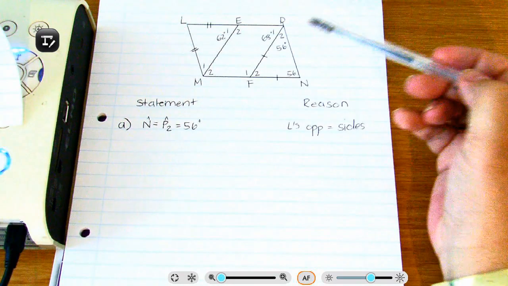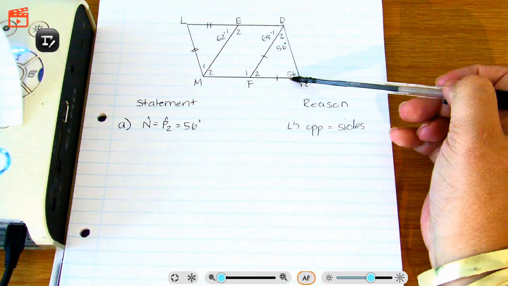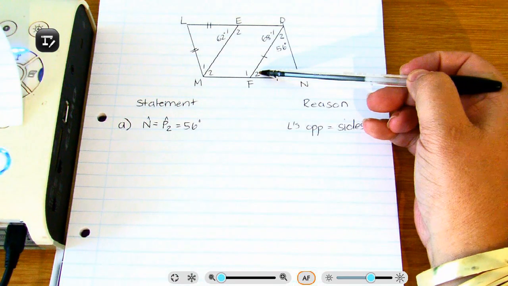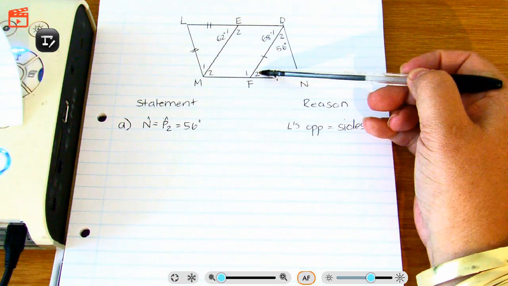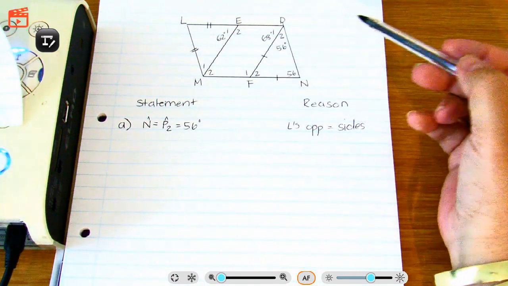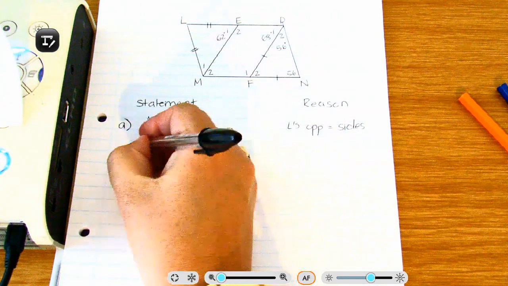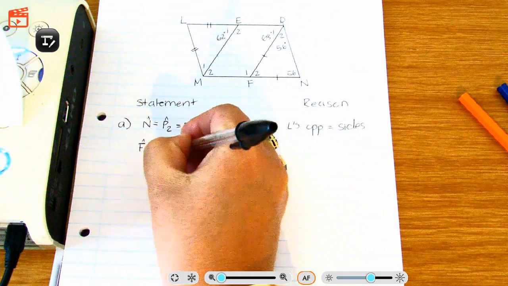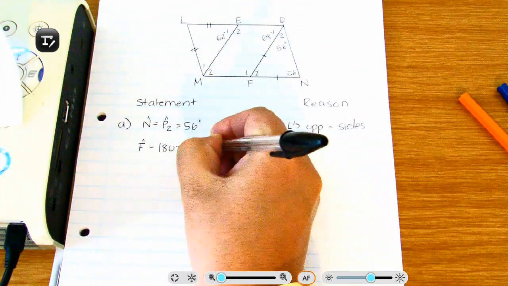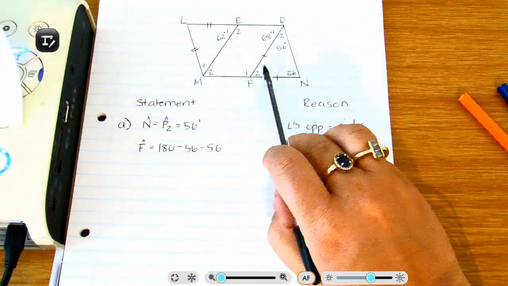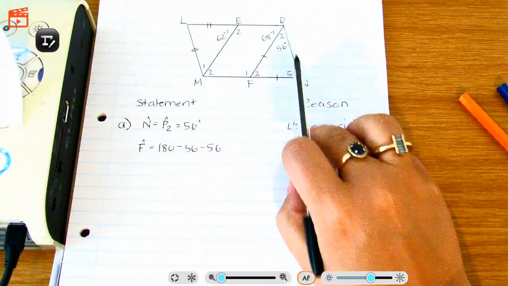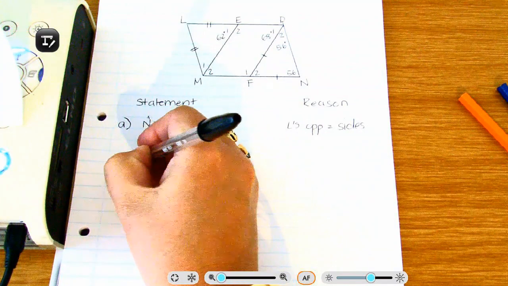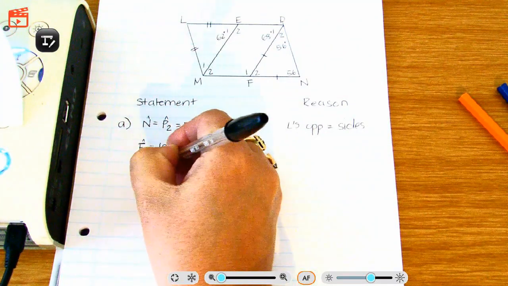Then what you can see is in this triangle, you have an unknown value, which is F2. So you would know that the interior angles of a triangle add up to 180. To work out F2, I'm going to say F2 is equal to 180 minus 56 minus 56. So I'm saying this angle is equal to 180 minus the other two angles, and I get angle F2 is equal to 68 degrees.